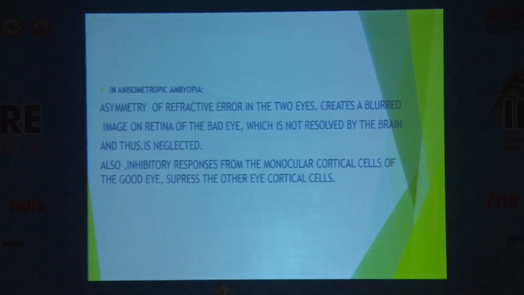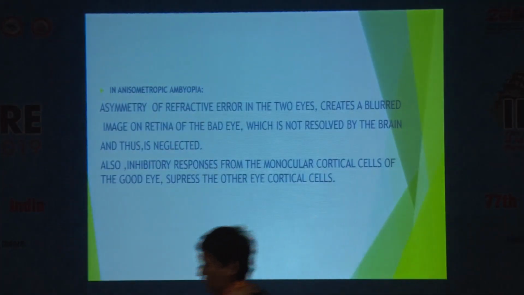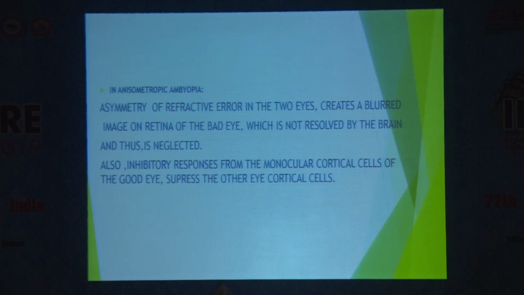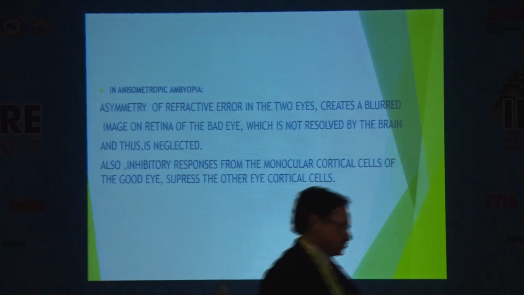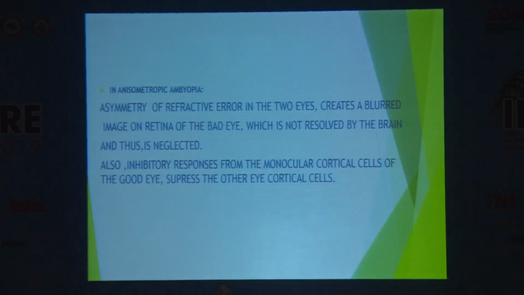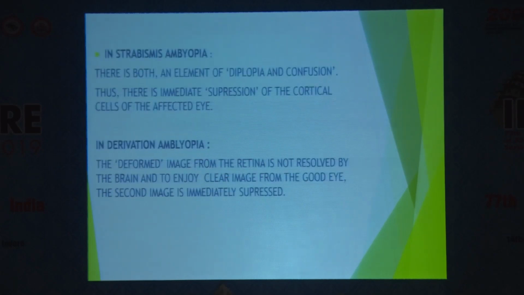Now, in anisometropic amblyopia, asymmetric refractive error in the two eyes creates a blurred image on the retina of the bad eye, which is not resolved by the brain because of the disparity, and thus is neglected. Also, inhibitory responses from the monocular cortical cells of the good eye suppress the cortical cells of the other eye, because there cannot be a disparity, as they would not fuse. I've just told you this in very short.